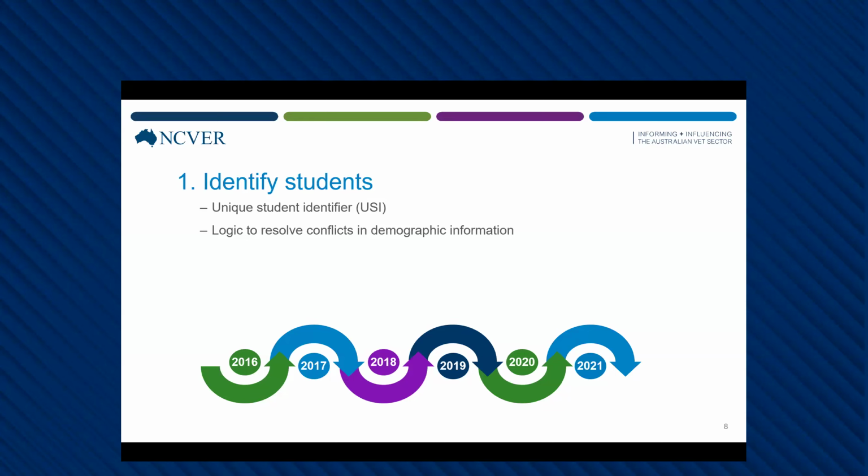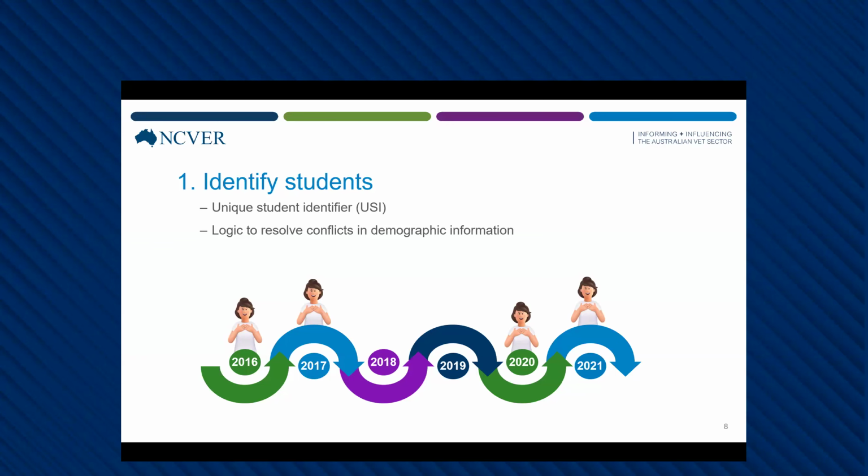Our next challenge is that demographic information submitted for the same student is not always consistent across training records. So on the slide, we have an example looking at activity from 2016 up to 2021. And here we've been able to find some training activity for this student in 2016 and 2017, and then later in 2020 and 2021.